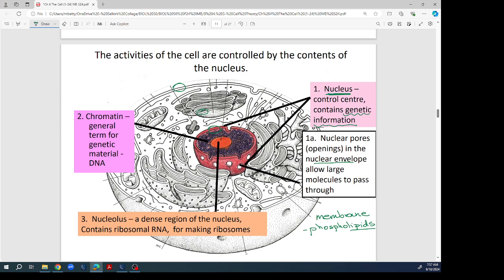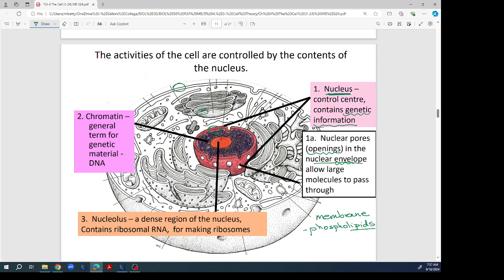So the nuclear membrane has openings in it. And so this nuclear membrane, nuclear envelope, either one that you want to call it, basically has these holes in it so that large molecules can pass through. We want information to come out. We want nucleic acids to come out.